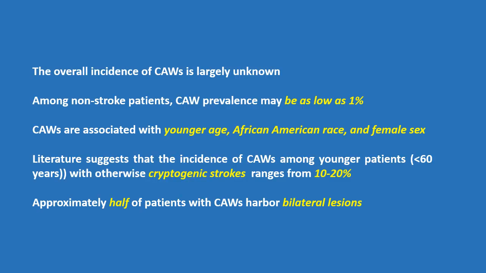The overall incidence of carotid artery webs is largely unknown. Among non-stroke patients, carotid artery web prevalence may be as low as 1%. Carotid artery webs are associated with younger age, African American race, and female sex. Literature suggests that the incidence of carotid artery webs among younger patients, that is less than 60 years, with otherwise cryptogenic strokes ranges from 10 to 20%. Approximately half the patients with CAWs harbor bilateral lesions.